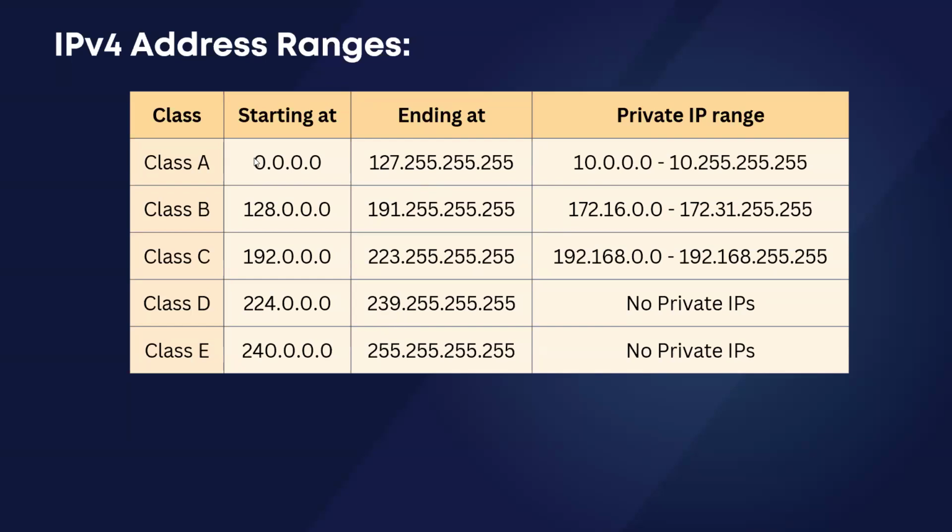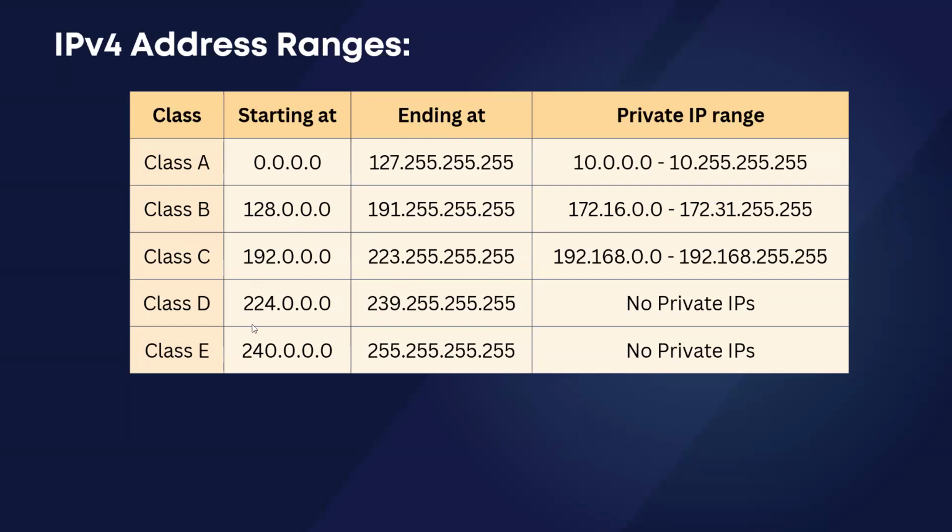Because class A starts at 0.0.0.0 and it goes up to 127.255.255.255. And since it's ending at 127, class B obviously starts at 128. So all the 255s cycle back to zeros and the 127 increments by one. So class B starts at 128.0.0.0, and from 128, it goes up to 191.255.255.255. Since it's ending at 191, class C starts at 192, and from 192, it goes up to 223.255.255.255.